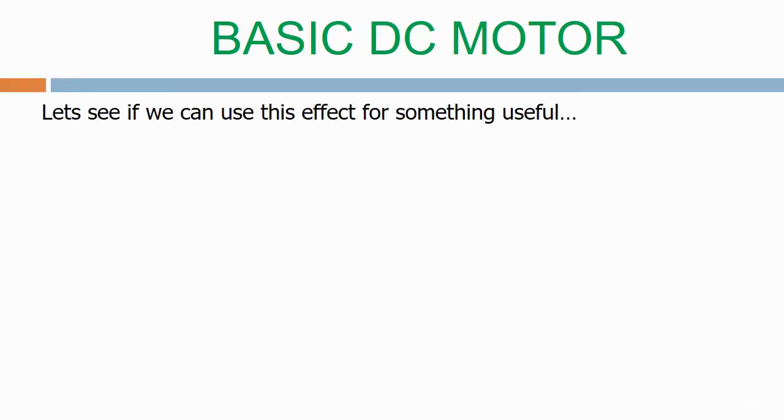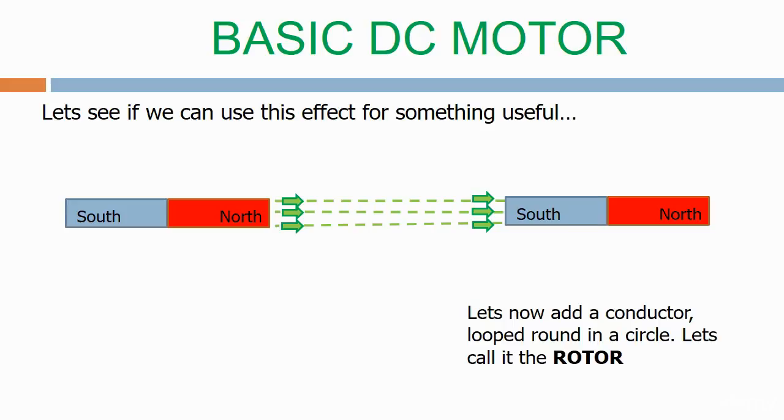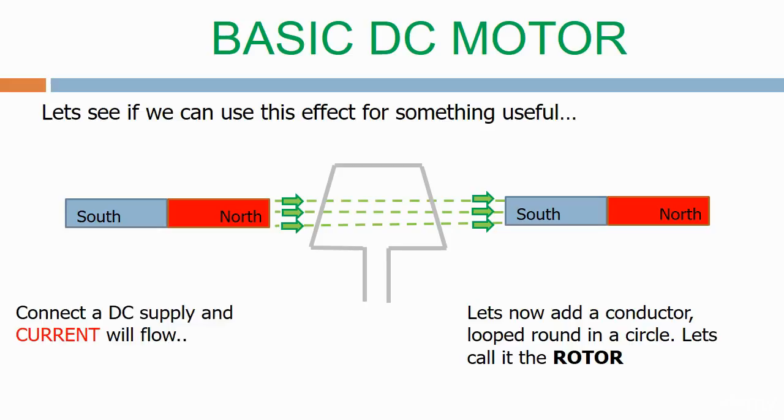Let's now see if we can use this effect for something useful. Here we have our two bar magnets from before. The magnetic field flows from north to south, left to right. Let's now add a conductor, looped round in a circle. Let's call it the rotor. Connect a DC supply and current will flow. Here's our DC supply connected to the rotor. The current flows down the left-hand side, across the top and back down the right-hand side.